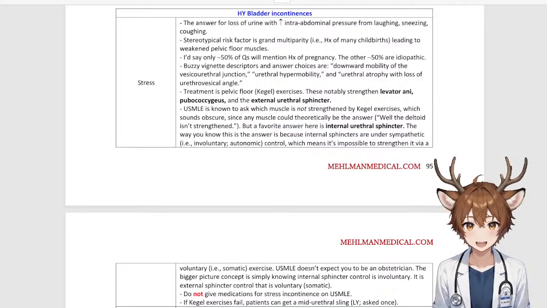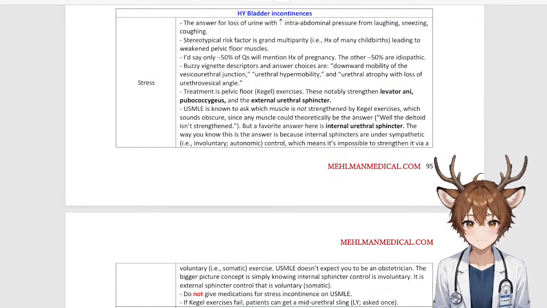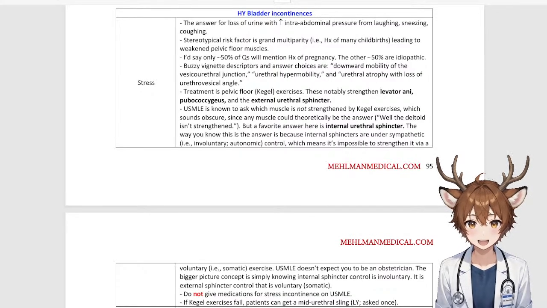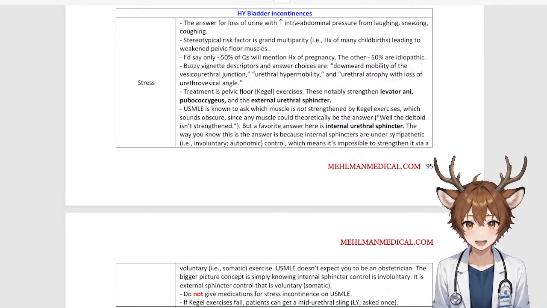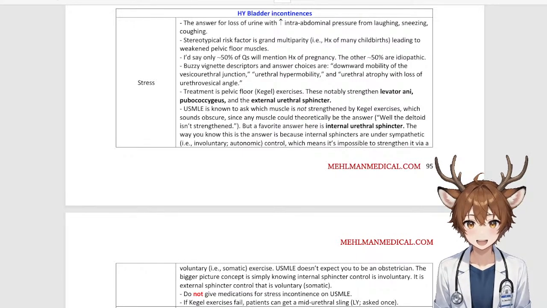High-yield bladder incontinences. Well, if you're getting a catheter, not exactly the same situation, of course, but you know what I'm saying. High-yield bladder incontinences. Stress. The answer for loss of urine with increased intra-abdominal pressure from laughing, sneezing, and coughing.